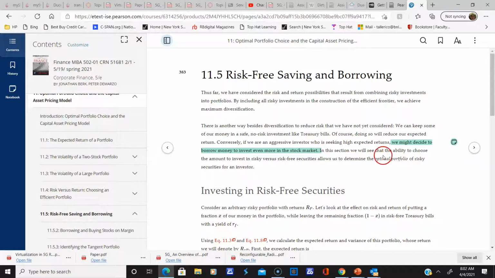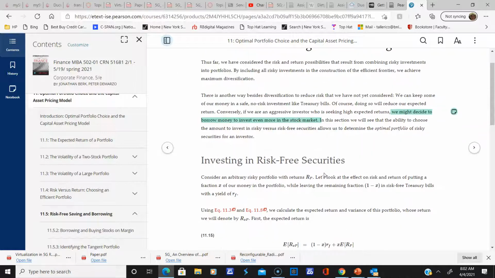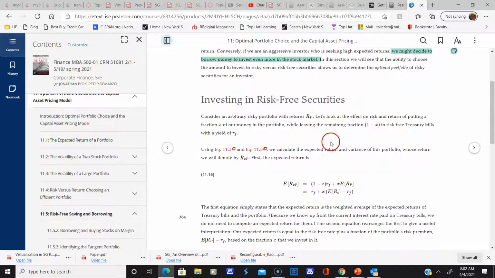In this section, we will see that the ability to choose the amount to invest in risky versus risk-free securities allows us to determine the optimal portfolio of risky securities for an investor. So here's an arbitrary risky portfolio with returns RP. Now, we have to look at the effect on risk and return of putting a fraction x of our money in the portfolio, and then we're going to leave the rest in risk-free Treasury bills with a yield of RF.